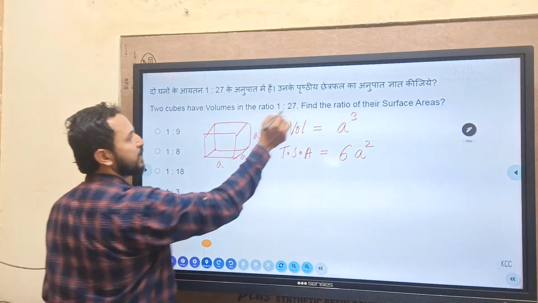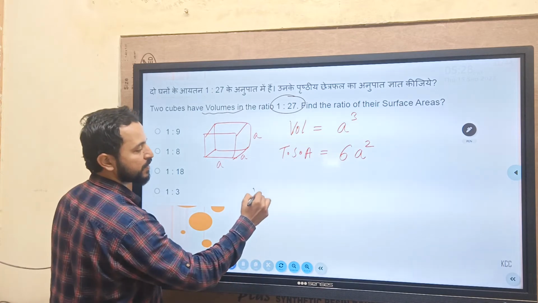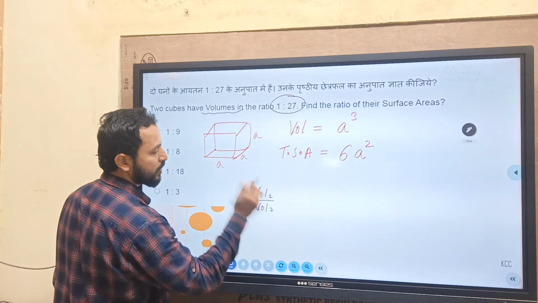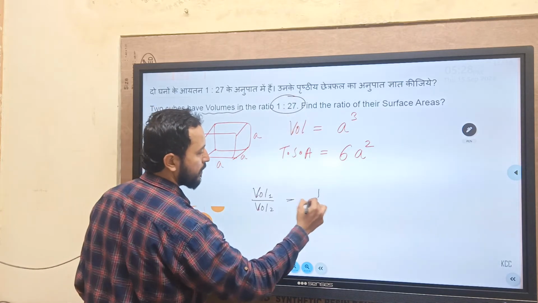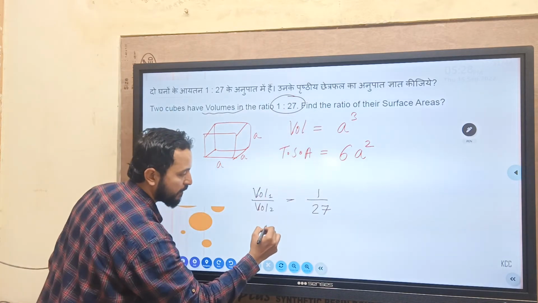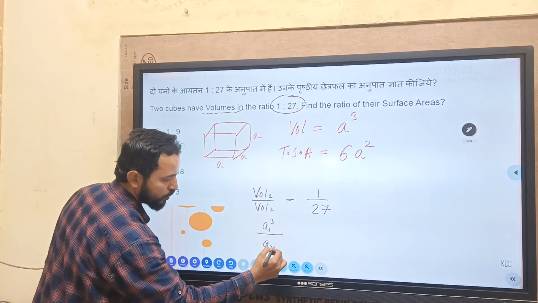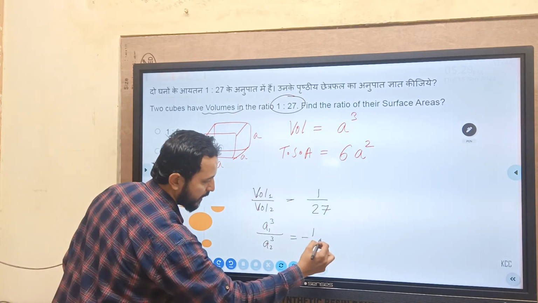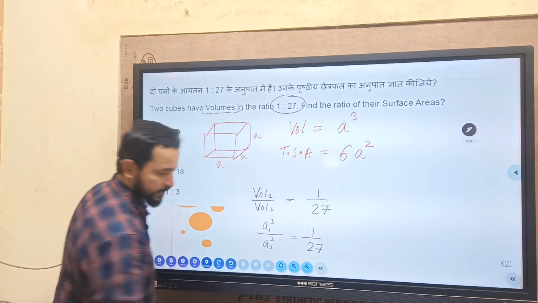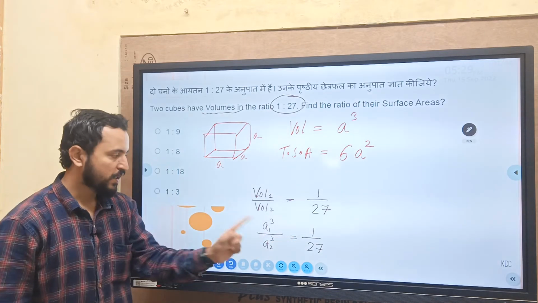So what is given? Ratio of volume is given. So can I write volume of 1 divided by volume of the second is equal to how much? 1/27. What is the formula of volume? A cube. I will write A1 cube, volume of second, A2 cube, is equal to 1 by 27. A1 cube is equal to 1, A2 cube is equal to 27. Which number cubed gives 27? 3 cube.